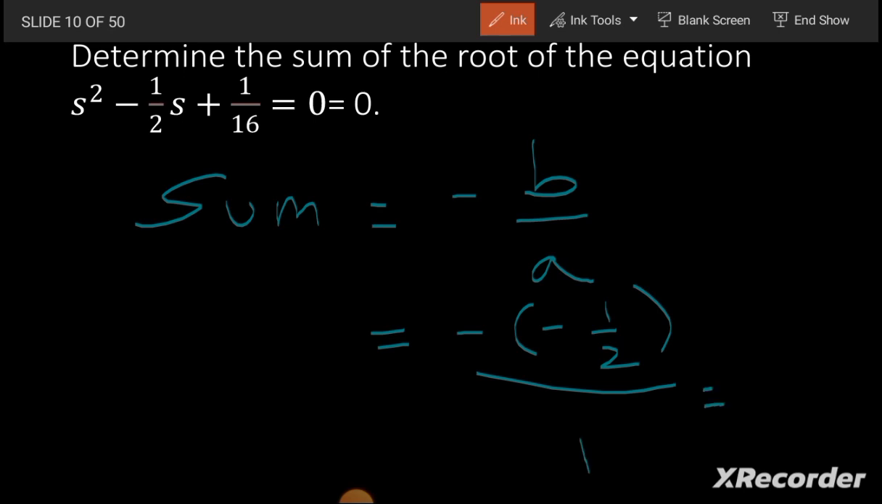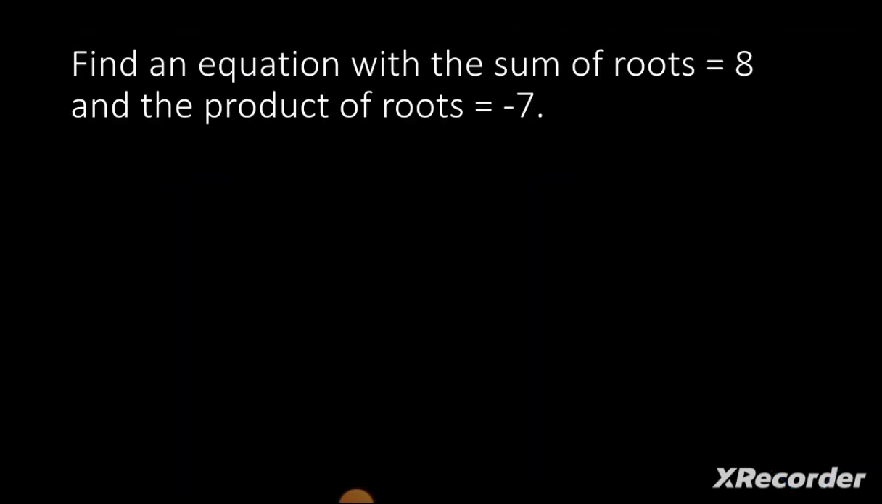So negative times negative is positive, and a number divided by 1 is just the same number, so it's still 1 half. Therefore, the sum of the roots of this quadratic equation is positive 1 half. Okay, next.